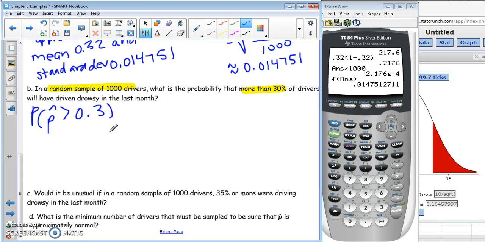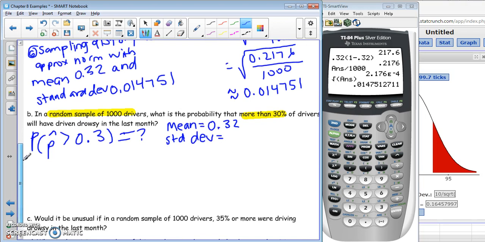Right? So in StatCrunch here, we're going to use our mean as 0.32, and our standard deviation here is going to be, scroll up, the square root of 0.2176 divided by 1,000. So I'm using that in the simplest form here. And we're looking at the probability that x is going to be greater than or equal to 0.3, and that's what we're trying to find.